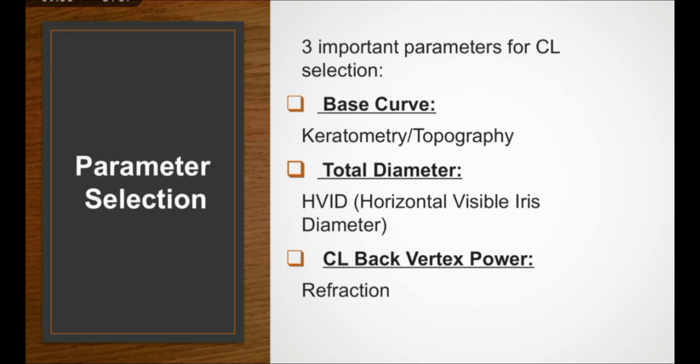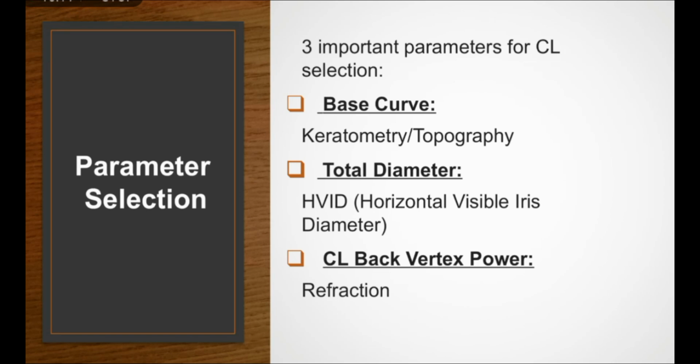So out of all the contact lens parameters, three parameters are very important: base curve, total diameter, and power of the contact lens, which can also be the back vertex power, right? These parameters depend on the values of the patient, or on the readings the patient gives us. That is why they are very important.